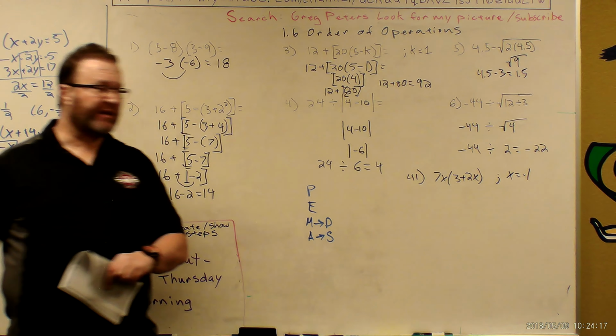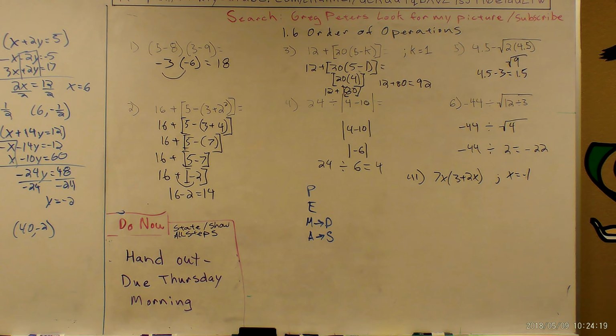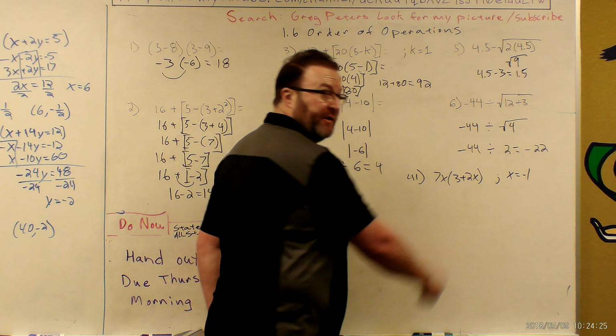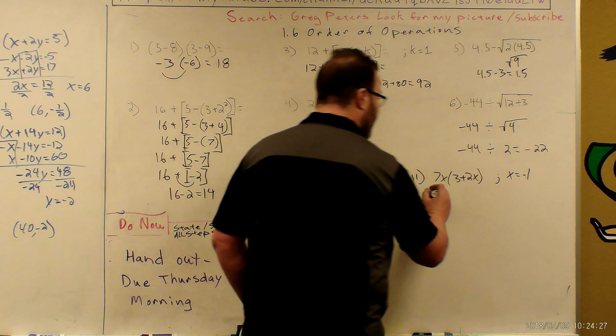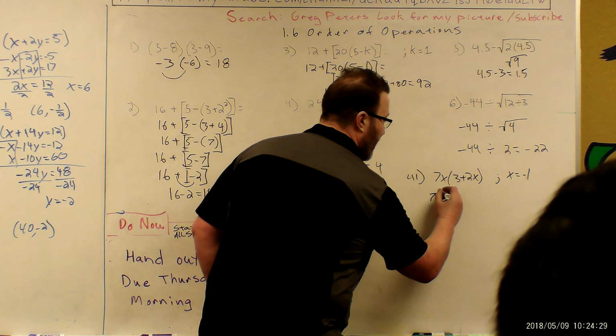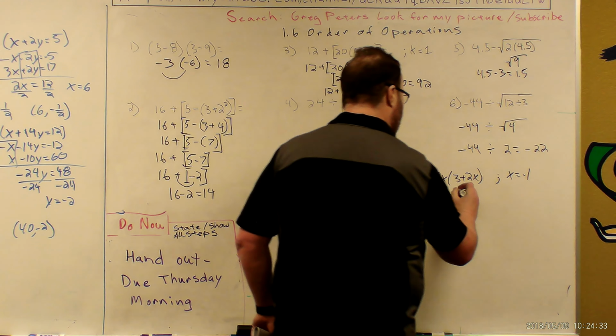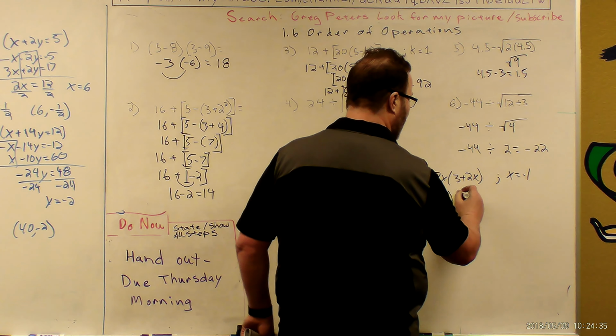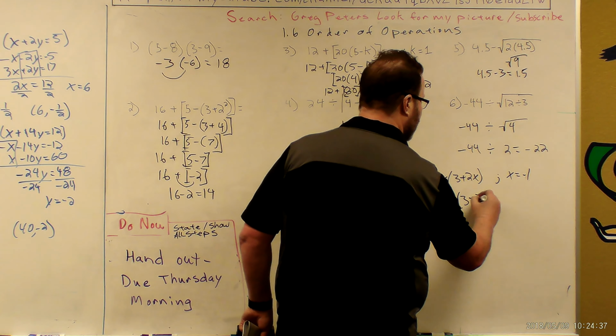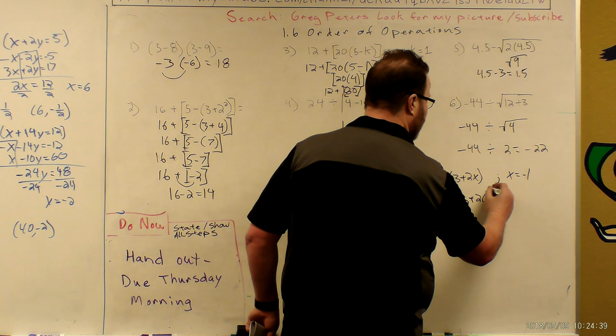Okay, what's the very first thing I need to do here? Parentheses? Well, do I want to substitute first? Yep, I want to substitute. So 7, we're going to put -1 in parentheses because we're substituting in. Now, we're still going to have parentheses here: 3 plus 2, -1.